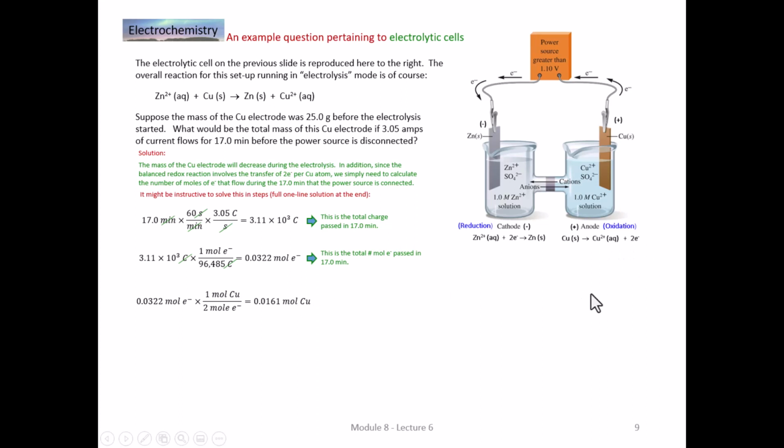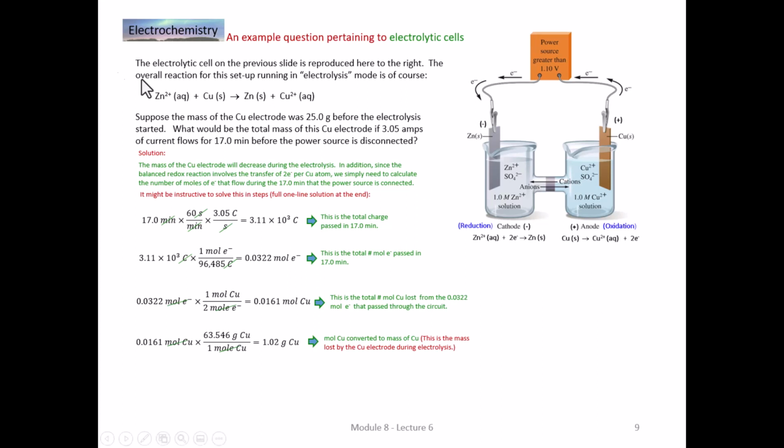If we do that, we find we actually lose 0.0161 moles of copper from those electrons passing through the circuit. Well, the 0.0161 moles of copper can be converted to a mass of copper using the molar mass, and we find out that 1.02 grams of copper was lost when 3.05 amps of current flows for 17 minutes. So the copper electrode is now 1.02 grams lighter than it was before we started the electrolysis.